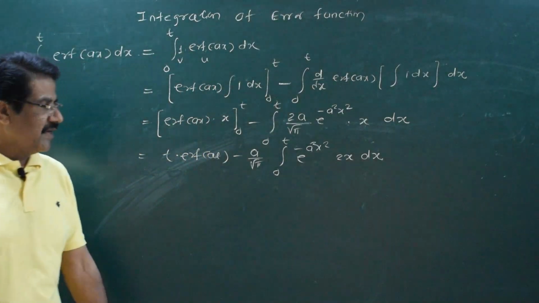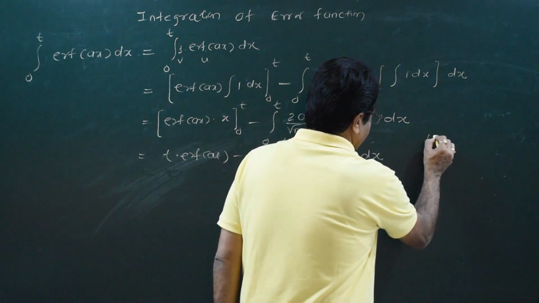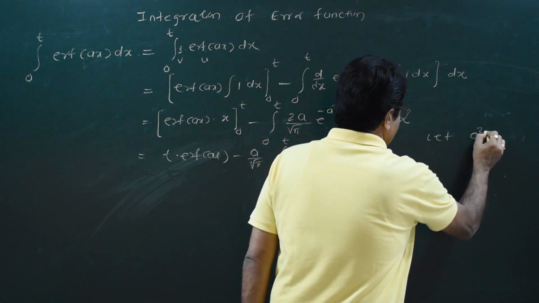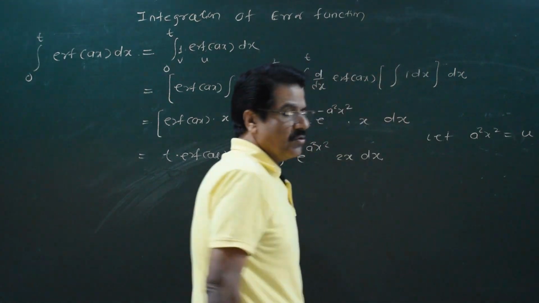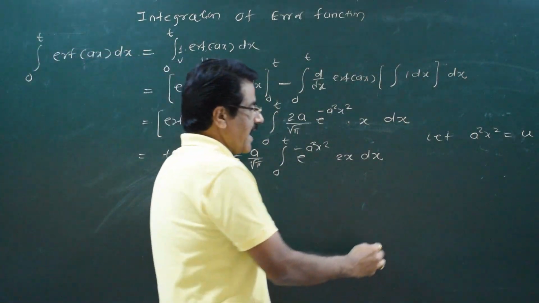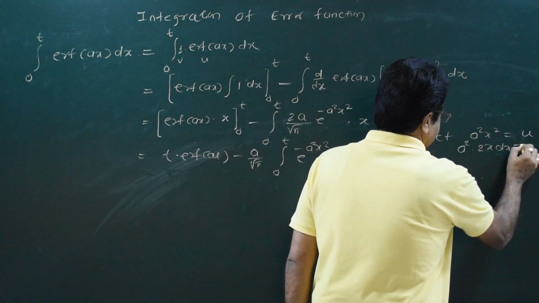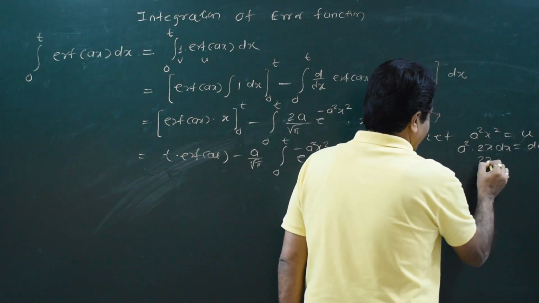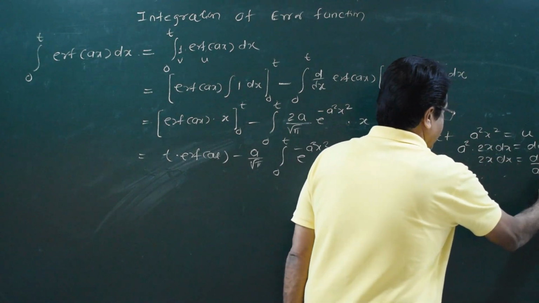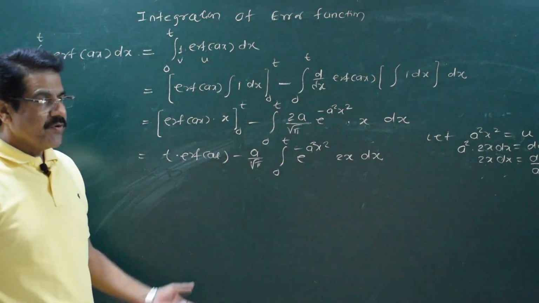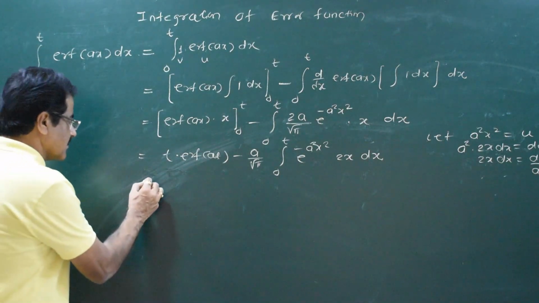For sake of convenience, we are making a group of 2x, and this is integration by substitution. So let us do the substitution. a square x square is equal to u. a square as it is, the differential of x square is 2x dx, is equal to du, or we can write down 2x dx is equal to du upon a square. And also we can observe limits are going to change as far as the upper limit is concerned.